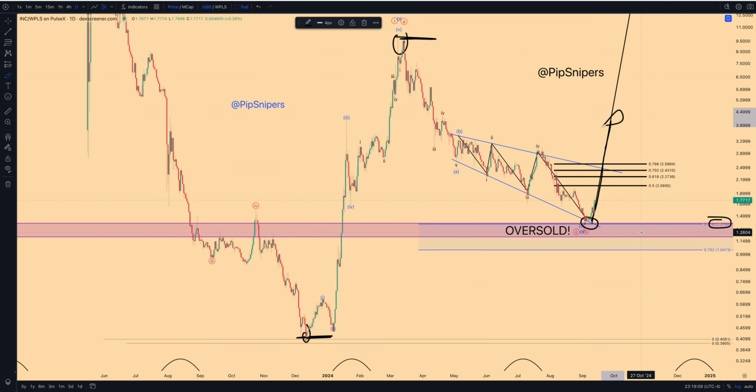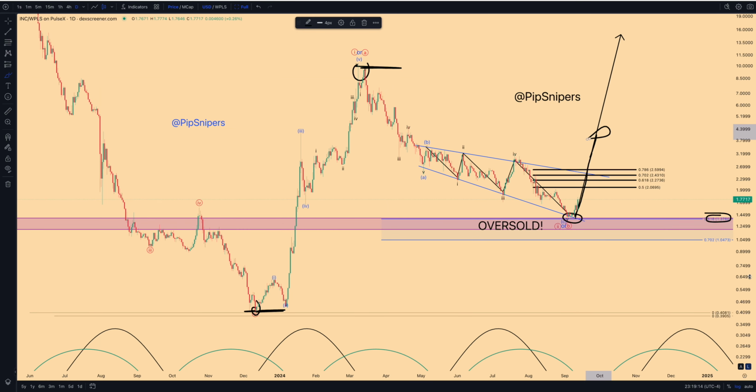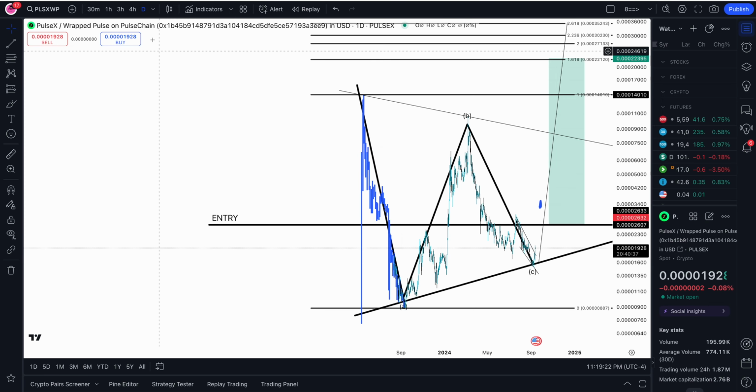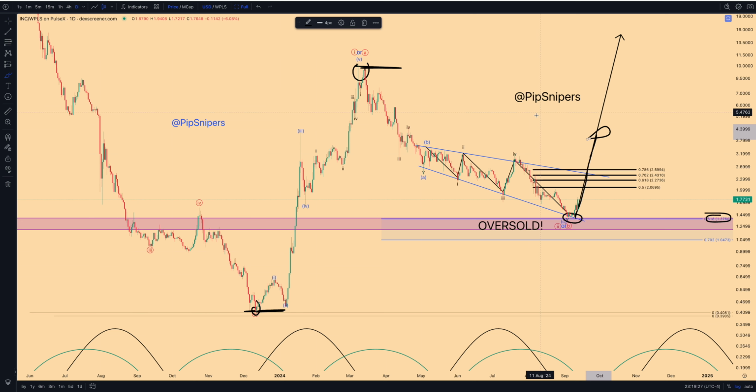Okay, so everything is looking primed here on the PulseChain ecosystem. Everything is looking good. It's actually front running ETH. ETH is still at the lows right now. Okay, we can take a look at ETH over here. Let me see here.